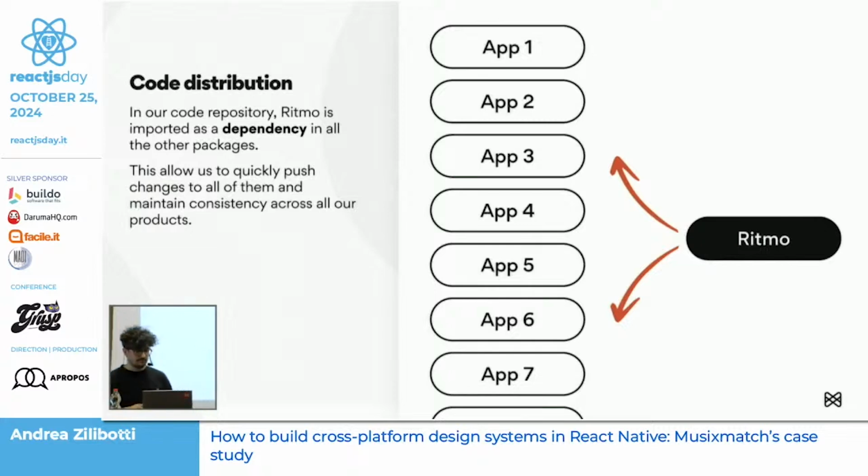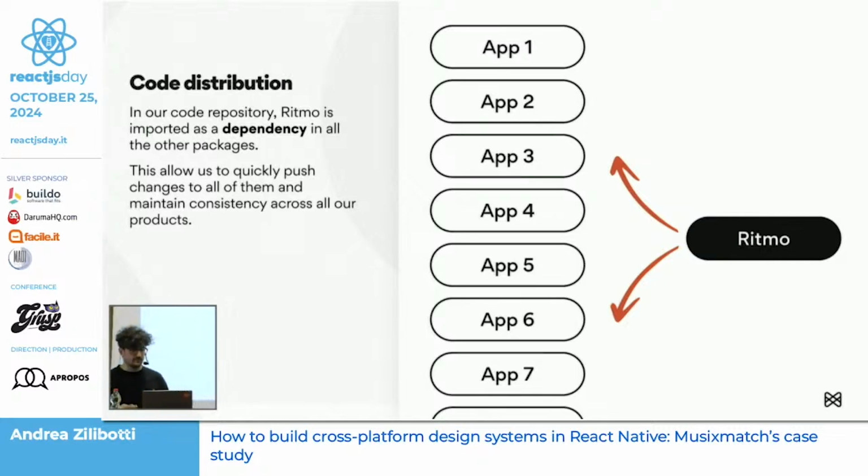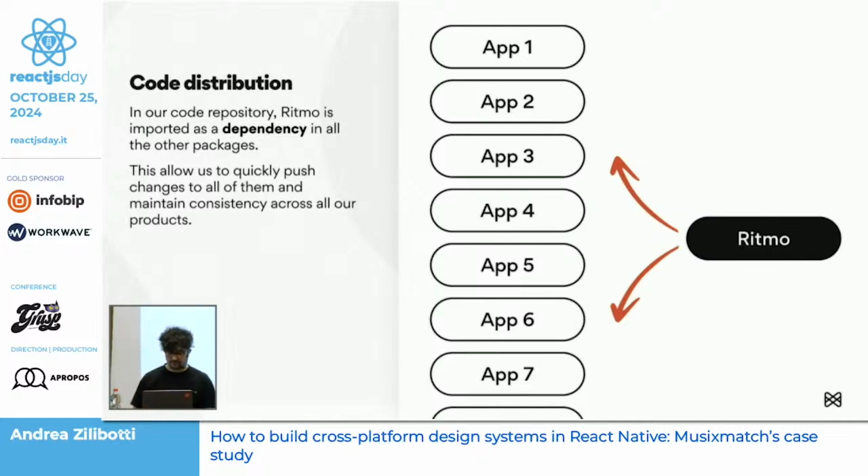From a code perspective, Ritmo is installed by default as a dependency of all our applications, even if it has its own repository. Of course, it has its versioning, but it's installed by default everywhere. This is very helpful because we can ship new features or fix bugs, being sure that everyone will receive these updates from the design system.